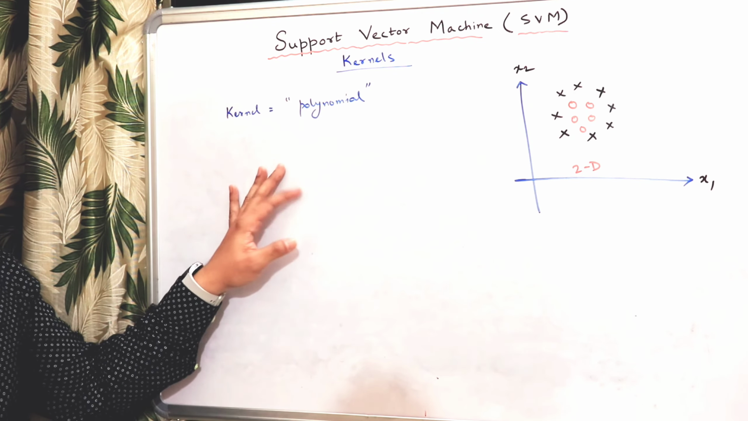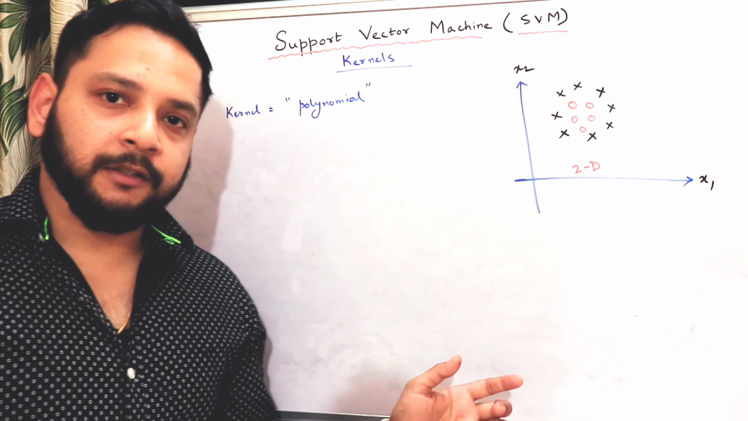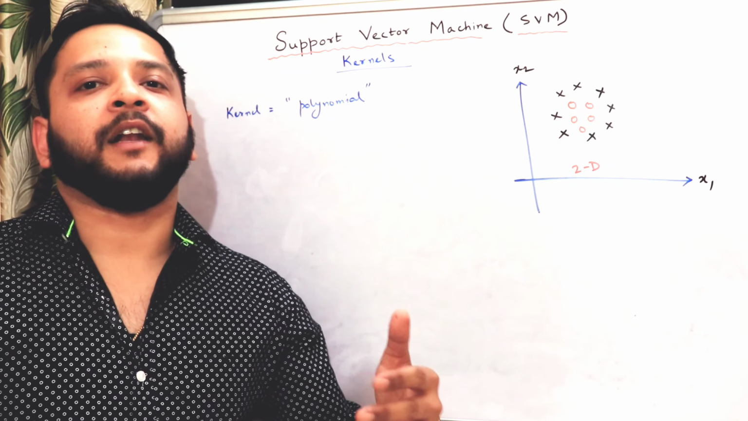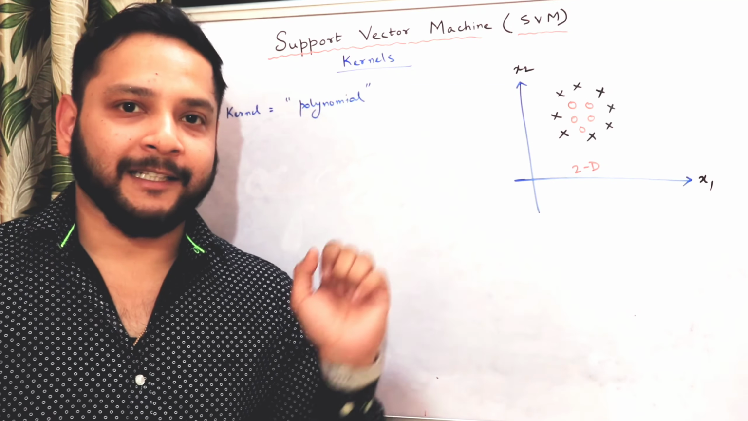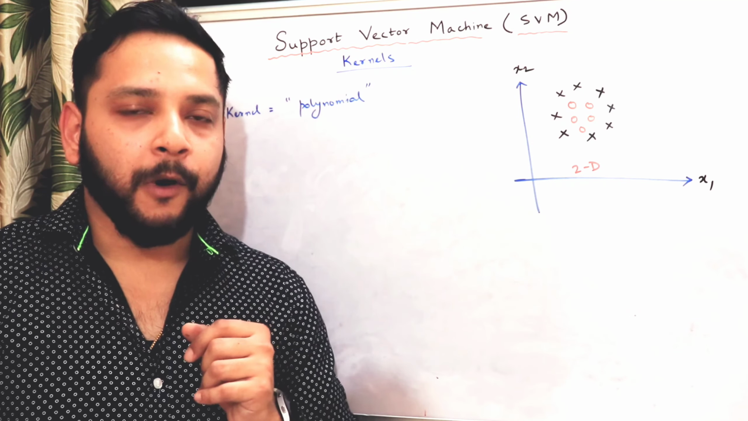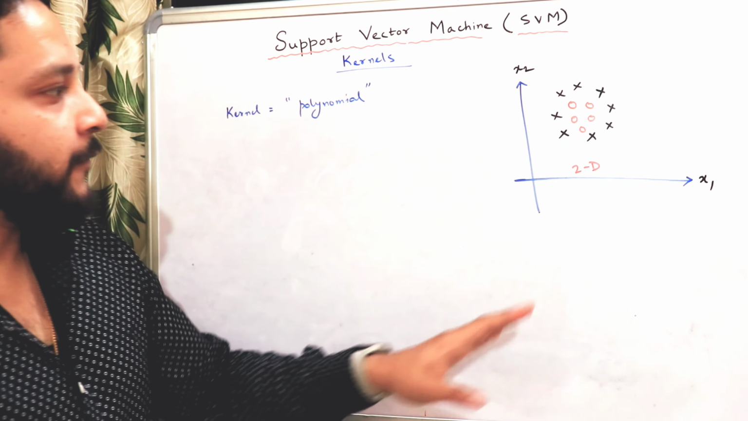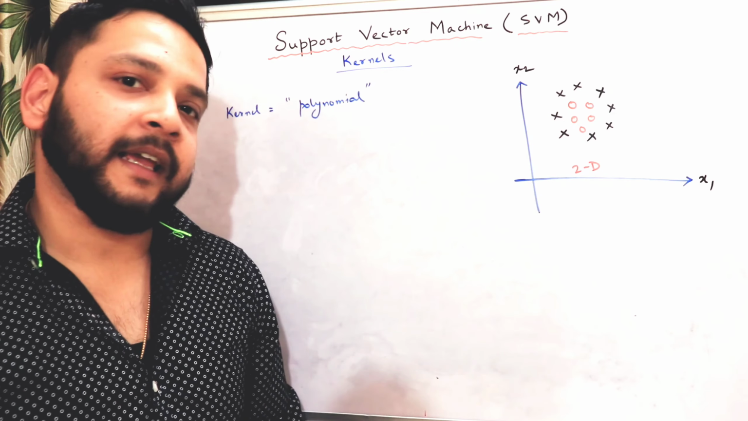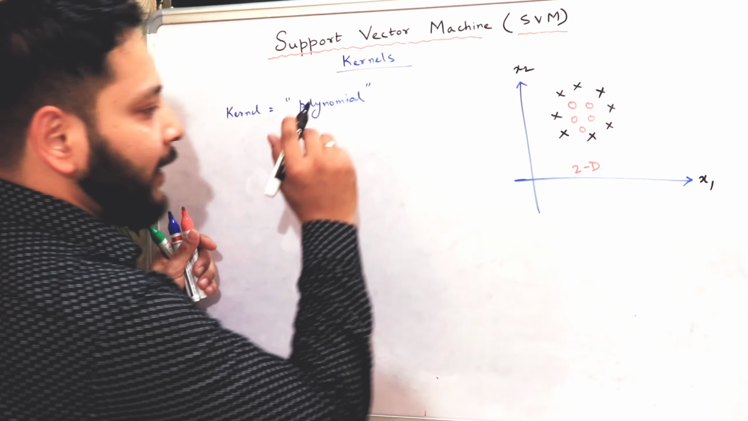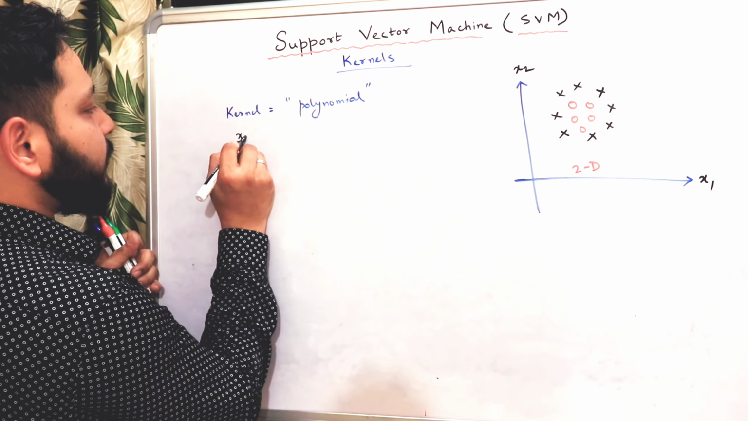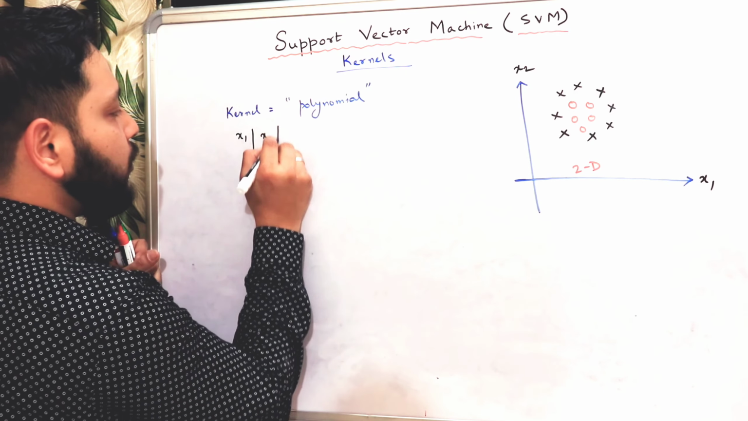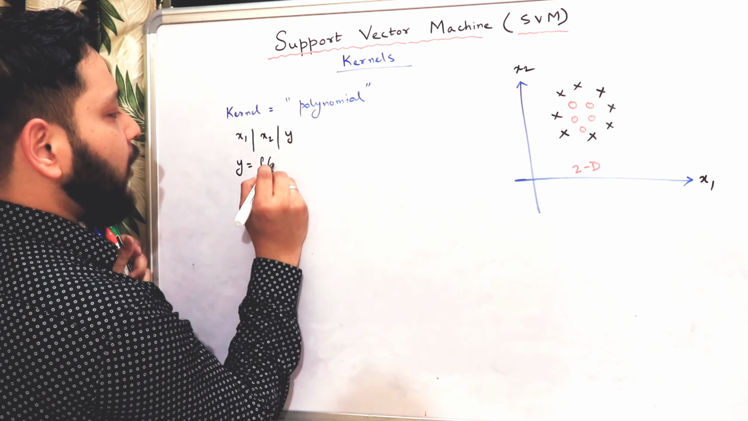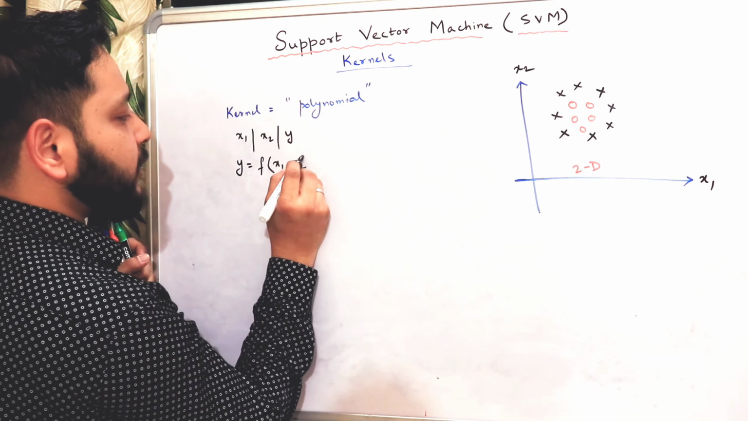Now we are using polynomial kernel to transpose the data from 2D to 3D so that we can have a hyperplane to classify these points. Now I will show you how a polynomial function works. Say for example, this is x1 axis and this is x2 axis, and we are having the data like this. So we are having the data like x1 and x2, and we are having this y value. So what is y? Y is function of x1 comma x2.